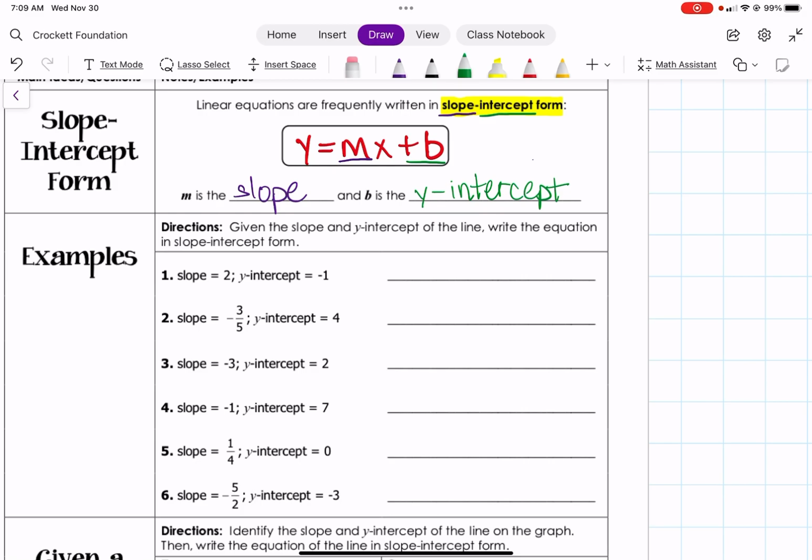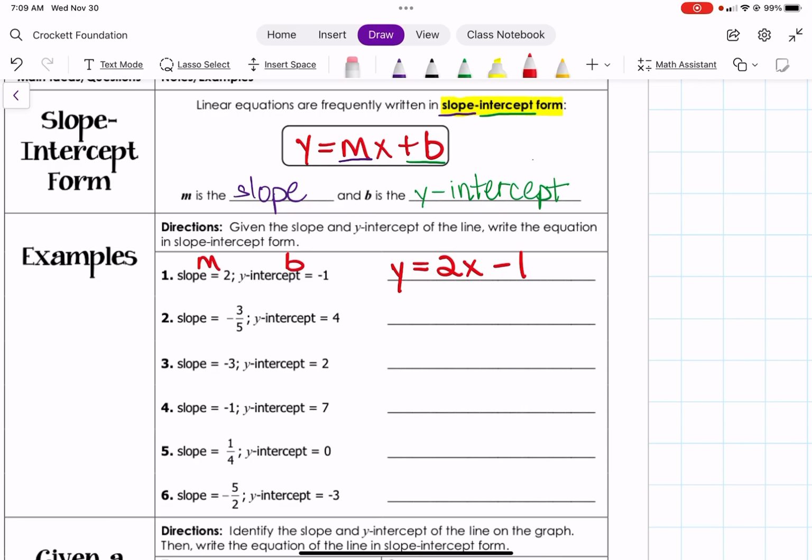So for each one of these, I'm just going to label. This is my M. This is my B. So when I write it, it has to be in the form y equals M, which is 2x. And now since B is negative, we're not going to put plus -1. We're just going to write -1. And that's the equation of a line.